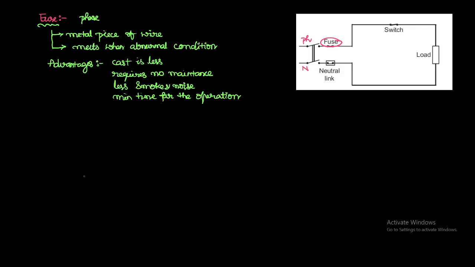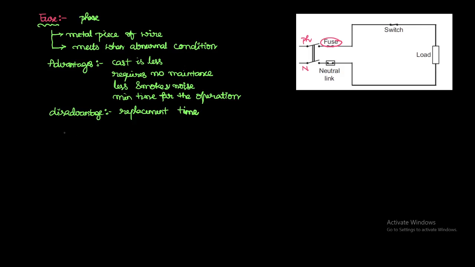We have two types of fuse, that is the HRC fuse and the normal fuse. The normal fuse we see very frequently. If you observe the disadvantages, it has only one disadvantage, that is replacement, which will take more time. That is the only main disadvantage of the fuse element.